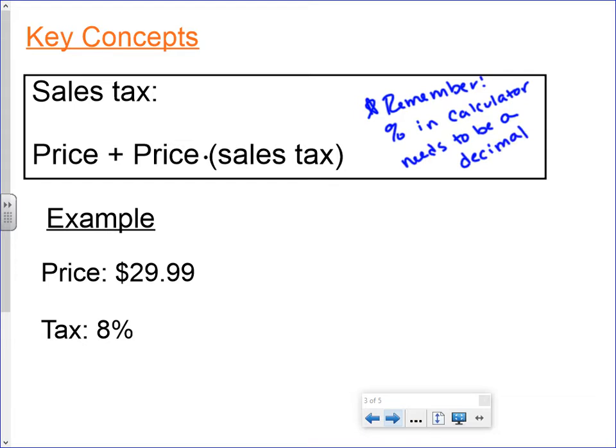So in your box, you have a remember spot, so you should be writing that down. Percents in our calculator need to be a decimal. So before we type anything in, we're not going to use the percentage number, but we're going to take it and convert it to a decimal.